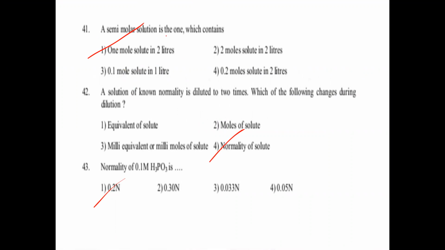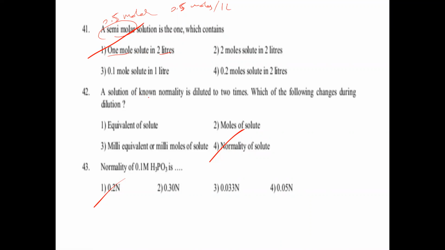A semi-molar solution is one which contains what? So semi-molar meaning what? 0.5 molar. 0.5 molar means what? 0.5 moles in 1 liter. So 1 liter contains 0.5 moles. Then 2 liters contain 1 mole here. So 1 mole will be present in 2 liters.